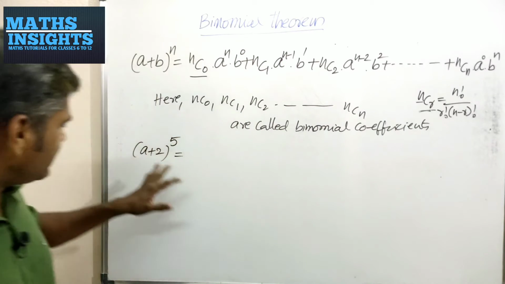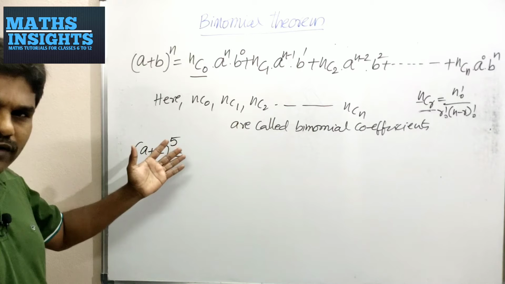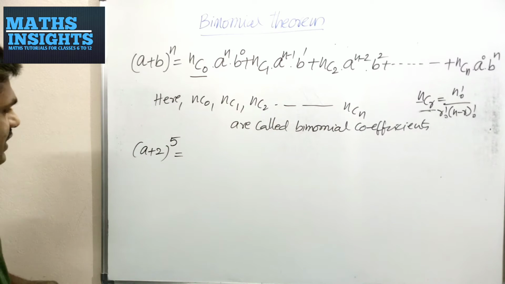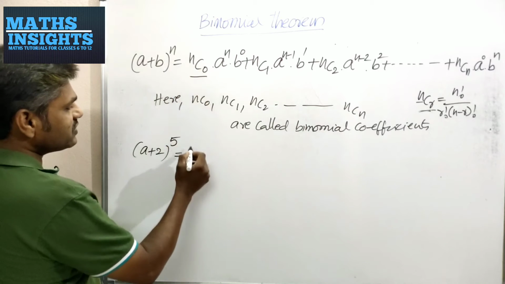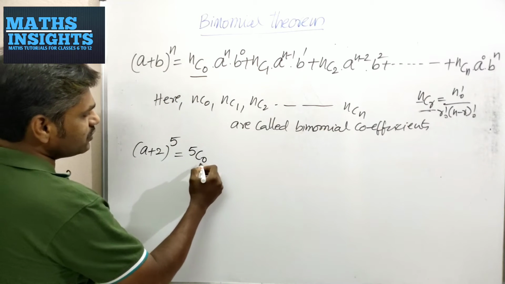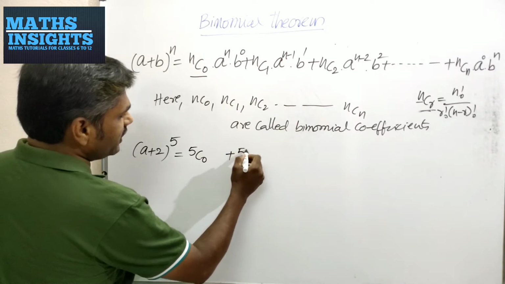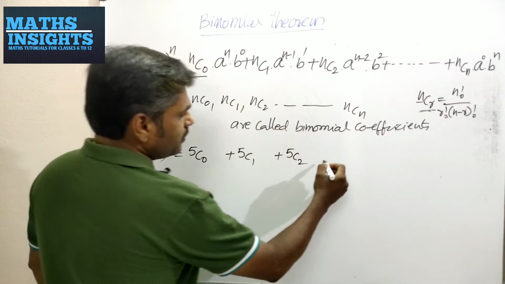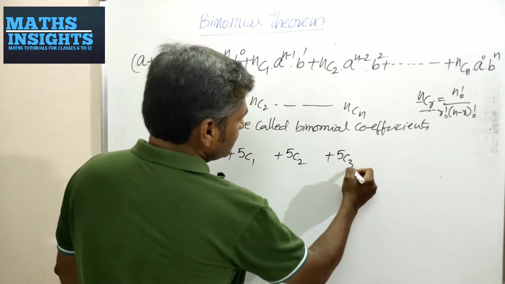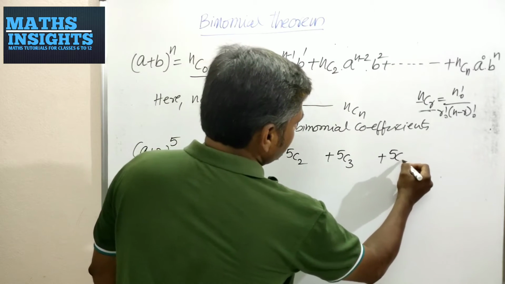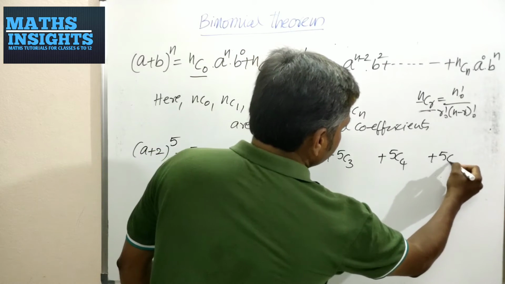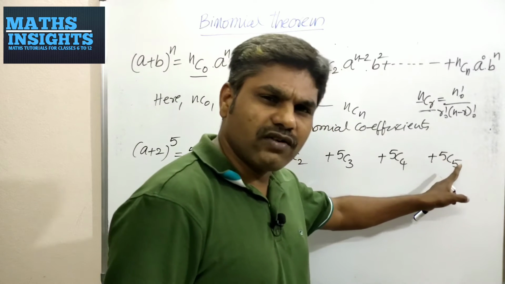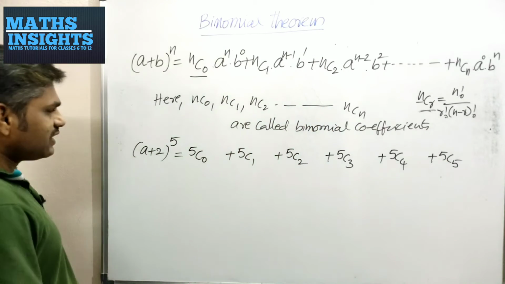This is my example, (a + b) whole power 5. In the place of b I am taking 2 and writing a as it is. You know that you have to start with 5C0, okay? 5C0 plus 5C1 plus 5C2 plus 5C3 plus 5C4 plus 5C5. When you get 5 equal, then that is the last term, right?